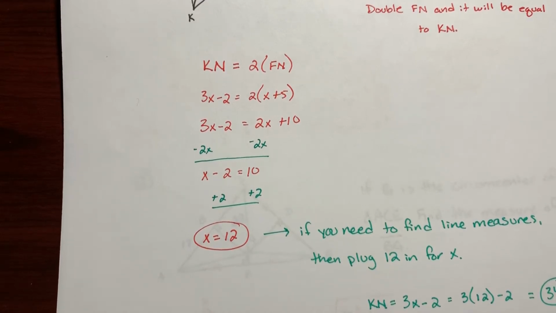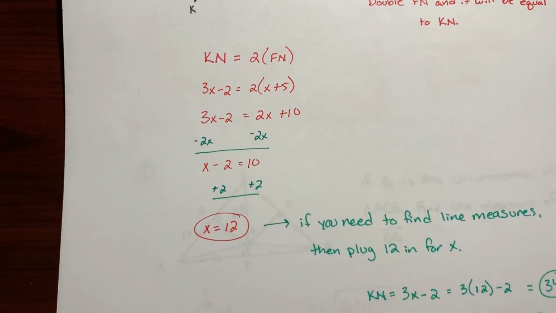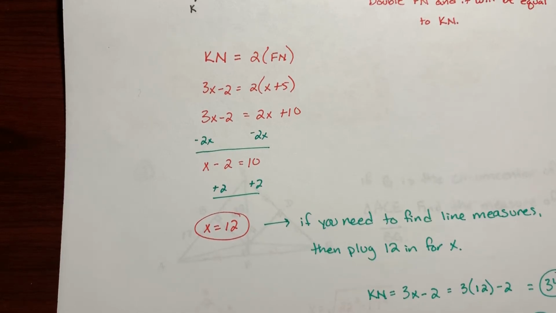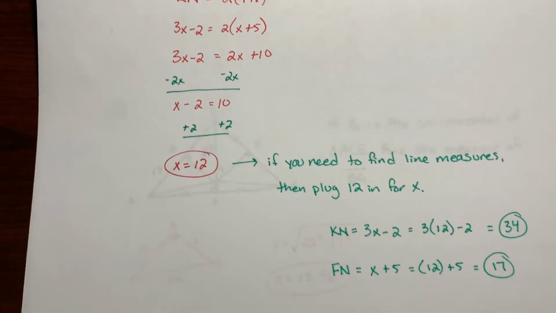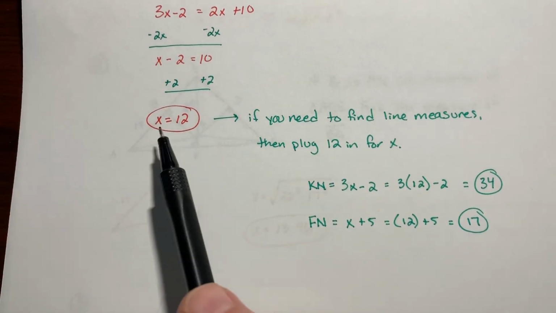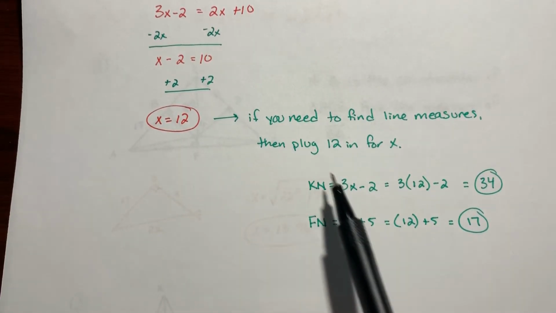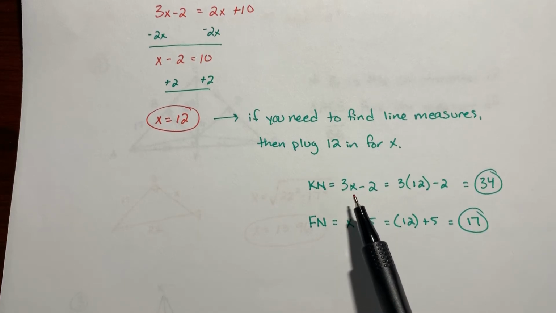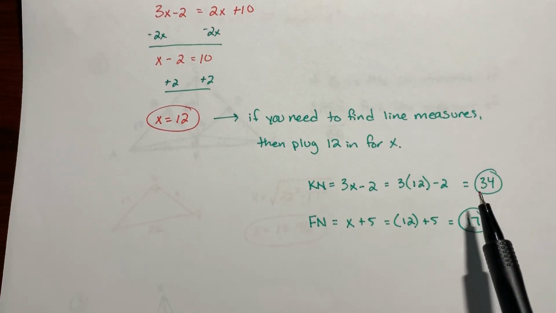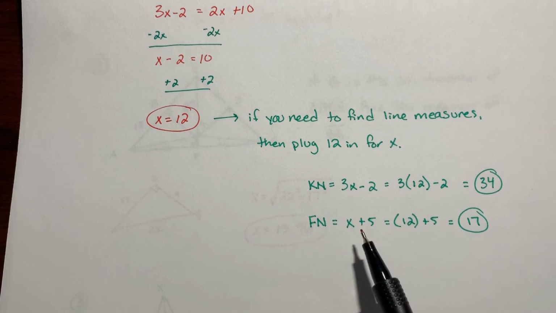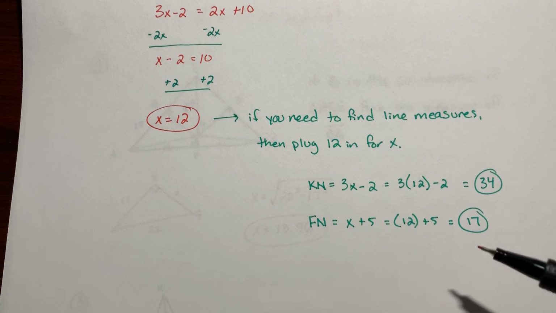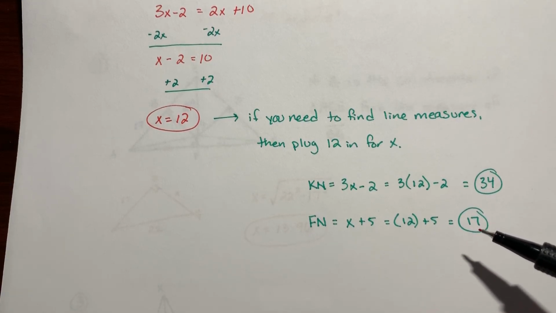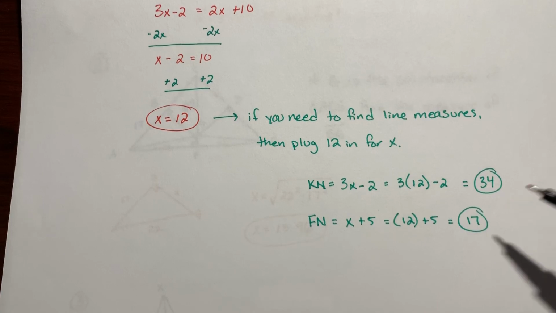However, in the event that you ever get asked to find some line measures, distance or length, you got to realize that 12 is only the value of x. It's not the measure of the line. So if you did actually have to find those measures, that's when you take that 12 and plug it back in. Here's the original expression for KN, so when you plug in 12, you get this measure. Here's the original expression for FN, so when you plug in the 12, you get that measure. And again, notice that FN is exactly half the size of KN. 17 is half of 34.